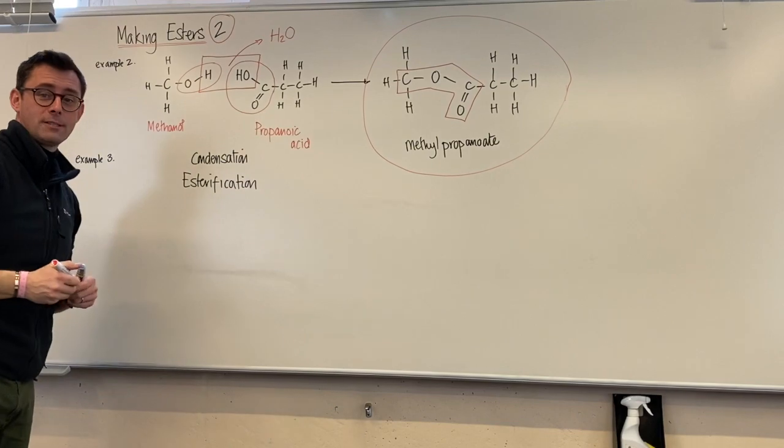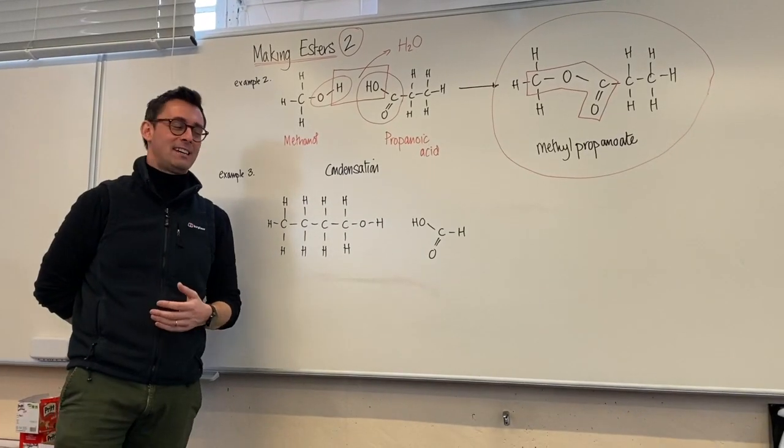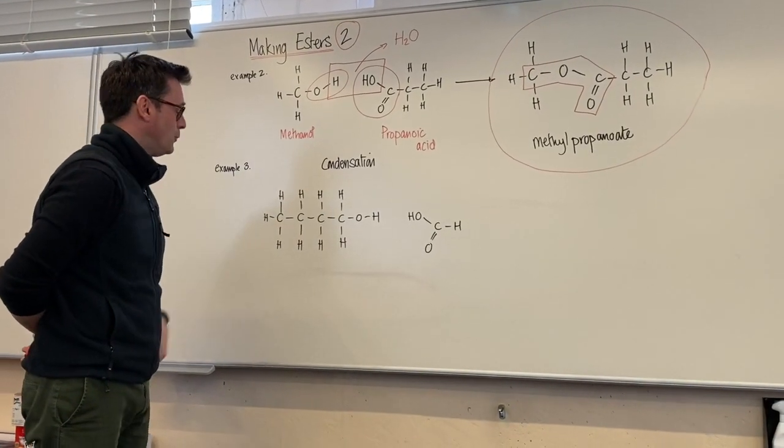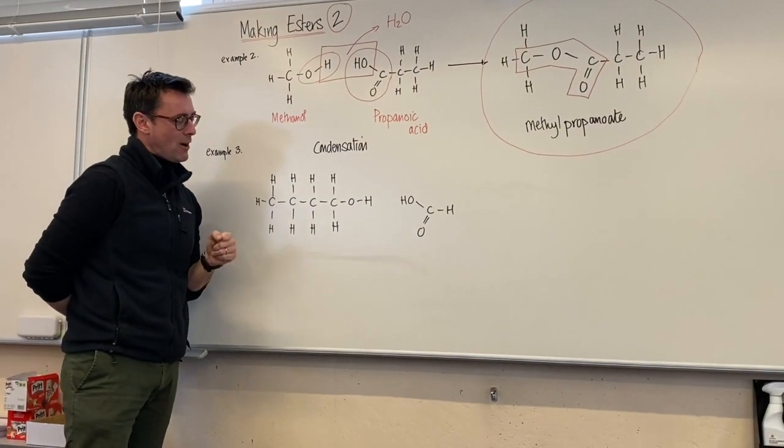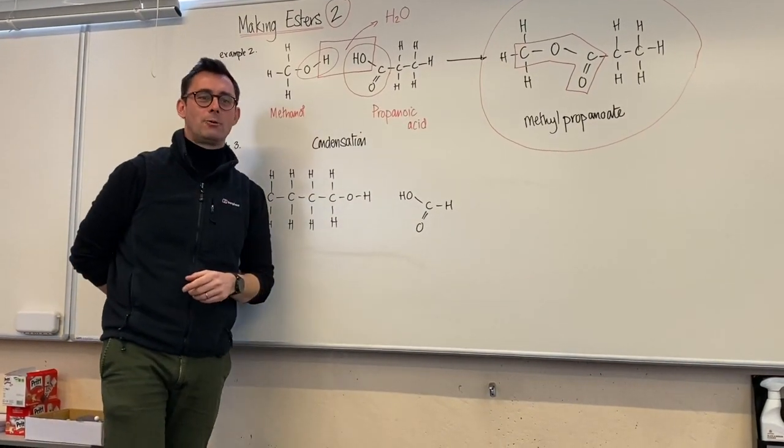We're going to look at just one more example. I'm just going to draw them first. Example, we're coming up to the end of the lesson. With this in mind, let's now think a little bit about what we've got here in terms of our alcohol and what we've got here with regard to our carboxylic acid.